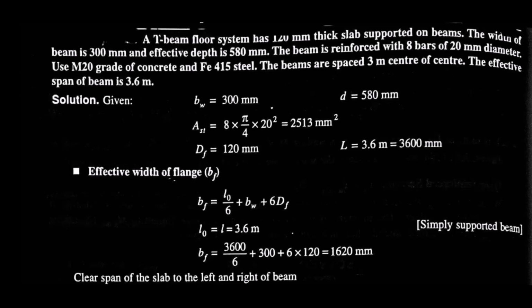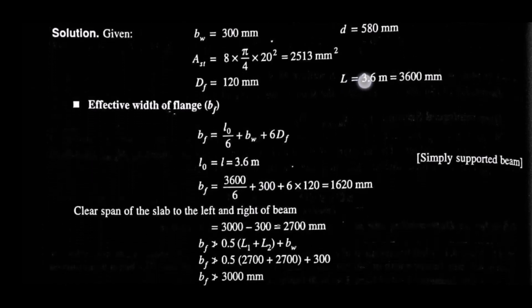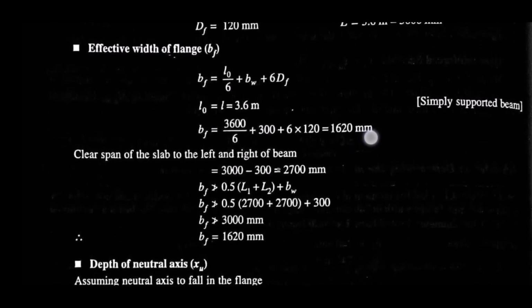For simply supported beam, here L0 is equals to L, that is equals to 3.6 meter. So bf is equals to 3600 by 6 plus bw, that is 300, plus 6 into df, that is 120 mm, that is equals to 1620 mm.